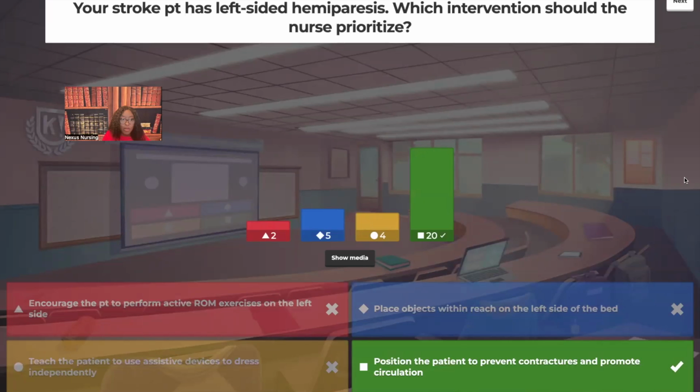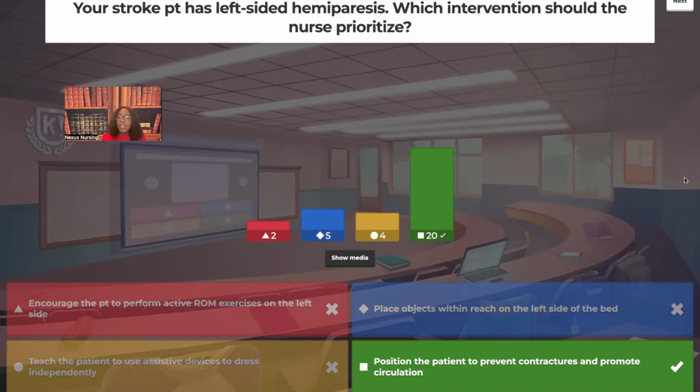Now let's look at the wrong answer choices. Encourage the patient to perform active range of motion exercises on the left hand. That is something good. We're going to promote active range of motion exercises as much as they can do, and we're going to do passive range of motion exercises with them. Very good. Why? We want to prevent contractures and increase circulation. Remember, guys, I told you when you have a multiple choice question and you see an umbrella answer, one answer that includes another answer, choose that as your answer. This is a perfect example.